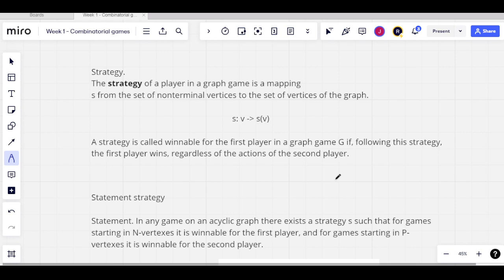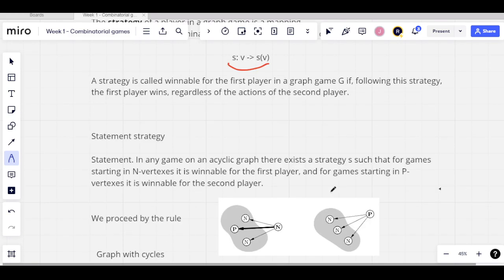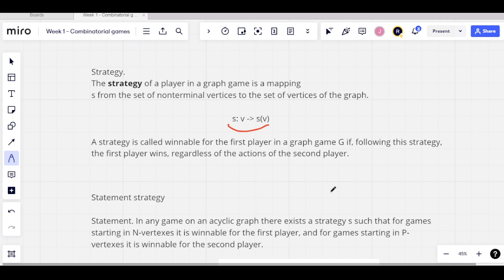Next is strategy. What is strategy? Strategy is a mapping that is defined on non-terminal vertices, and a strategy is called winning if the first player in a graph game, following the strategy, I mean applying it again and again from the start vertex, wins. Okay, strategies can be different.